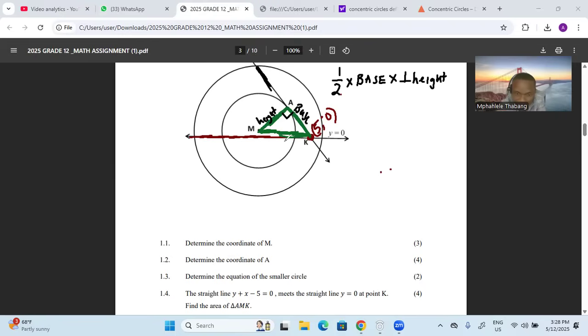Okay, so my height is the distance from M to A, and I know that the distance from M to A is the radius. I think I can find the length of MA easily. I can find the radius so easily. Let's go back and look at the equation of the small circle. I said we might need it, and yes, I wrote it down. (x + 1)² + (y − 2)² = 8.